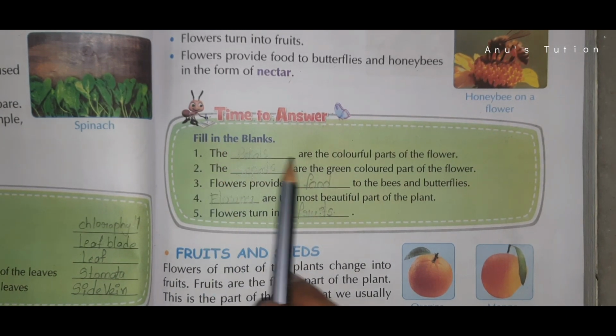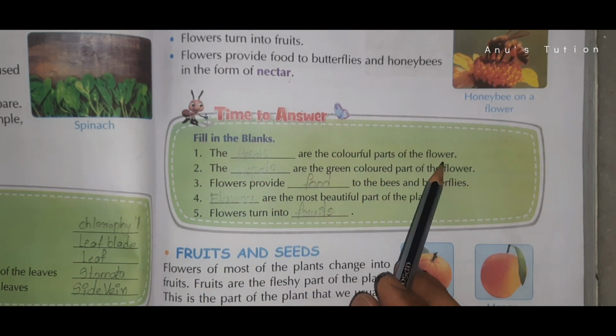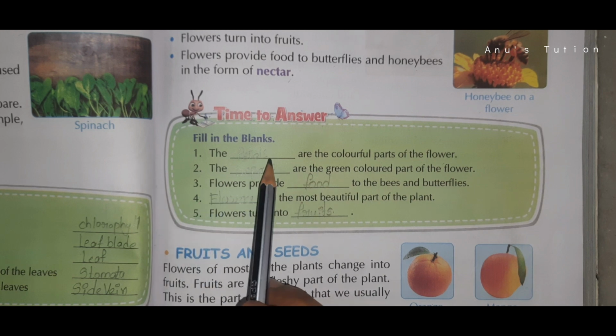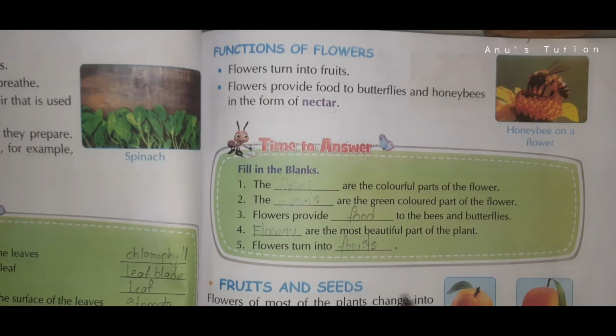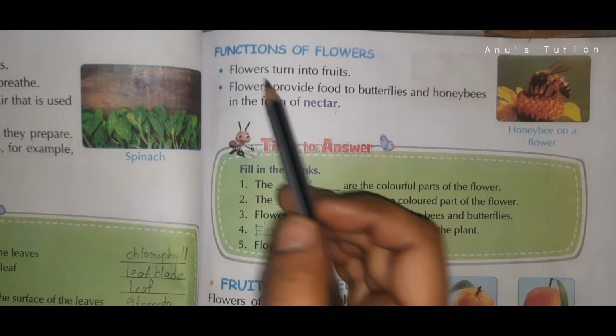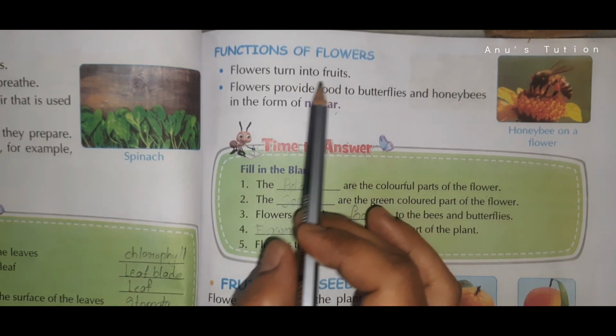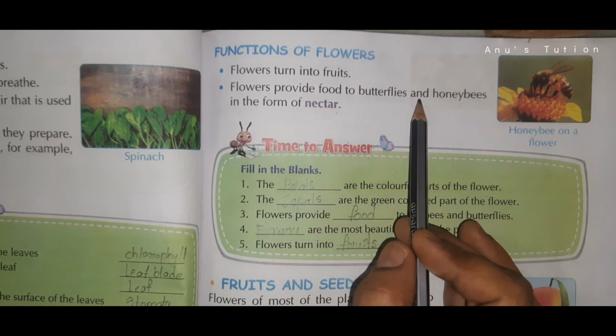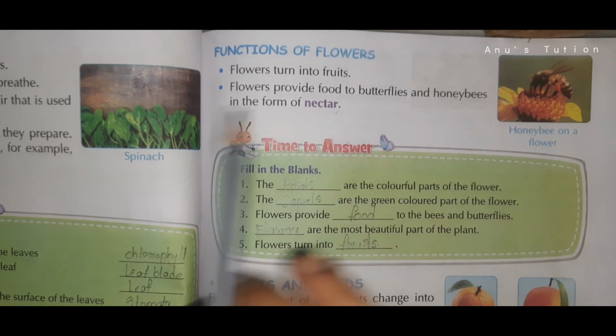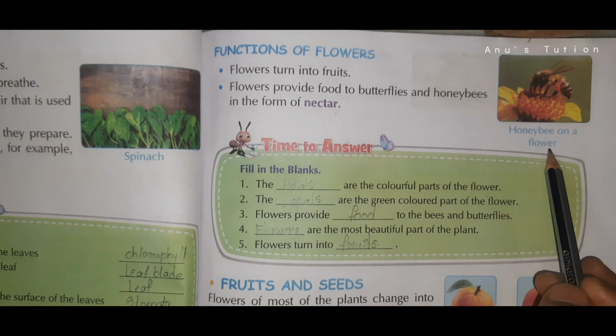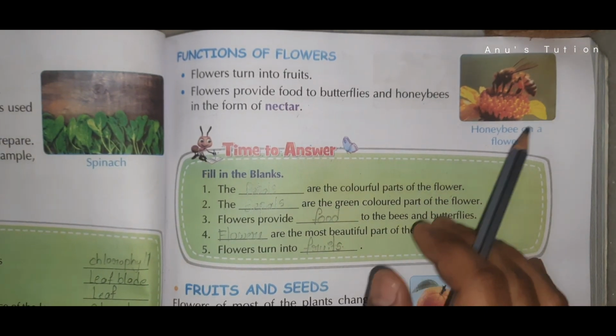Fill in the blanks. The dash are the colorful parts of the flower. Already we discussed it is the petals. Functions of a flower. Flowers turn into fruits. Flowers provide food to butterflies and honeybees in the form of nectar. Honeybee on a flower. See here, honeybee on a flower.